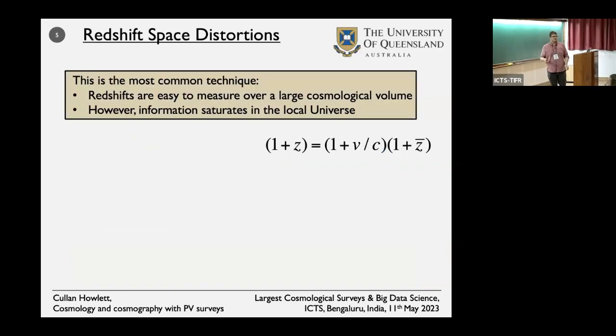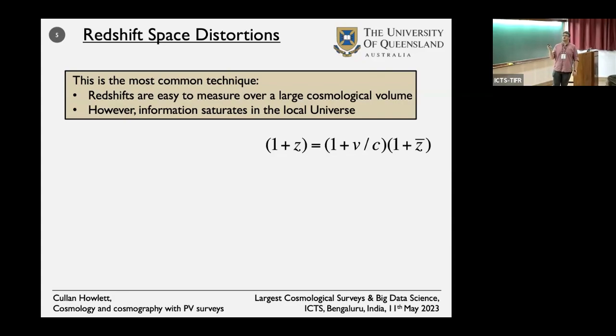And so the way we often measure the growth rate of structure is using a technique called redshift space distortions. If any of you were at the school last week, you will have hopefully learned some about this as well. And these are very common to use because redshifts are very, very easy to measure over a large cosmological volume.